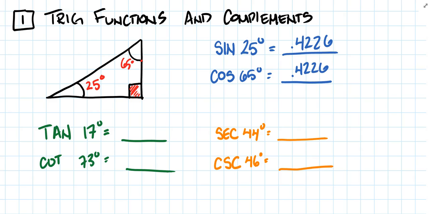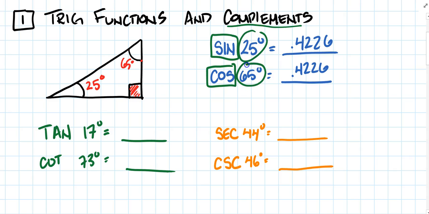These are called co-functions, okay? Sine and cosine are a pair of co-functions. The co in front of sine for cosine stands for the complement to sine. Now you remember that back in geometry, complement meant two angles that added to 90 degrees. So take a look at this. 25 degrees and 65 degrees add to 90, and sine and cosine are co-functions, so therefore they are equal, okay?